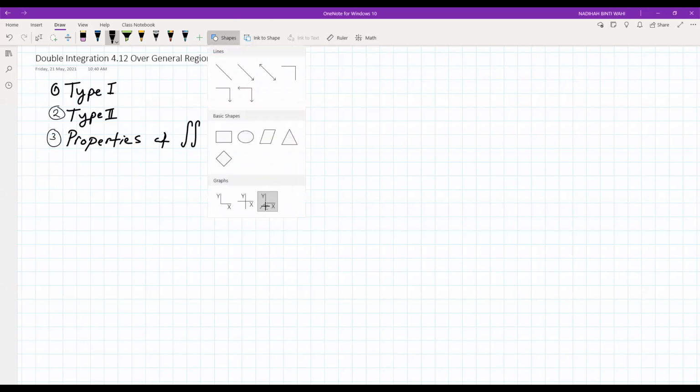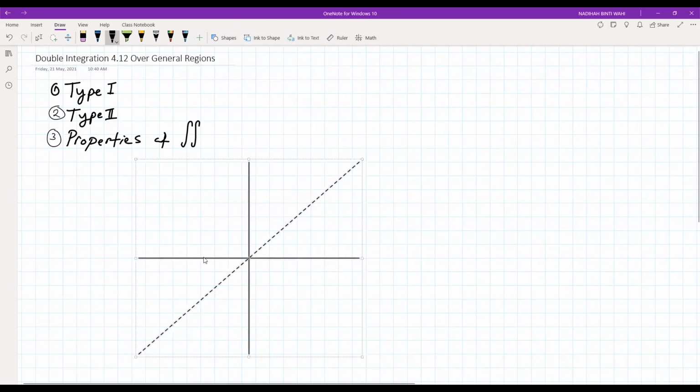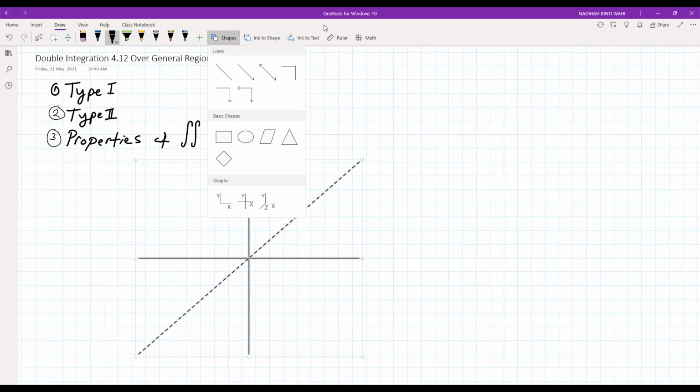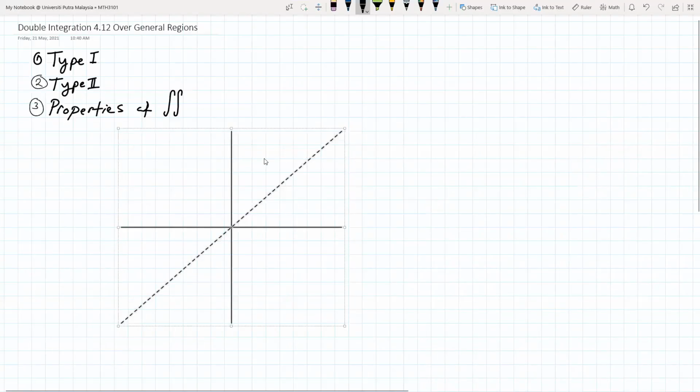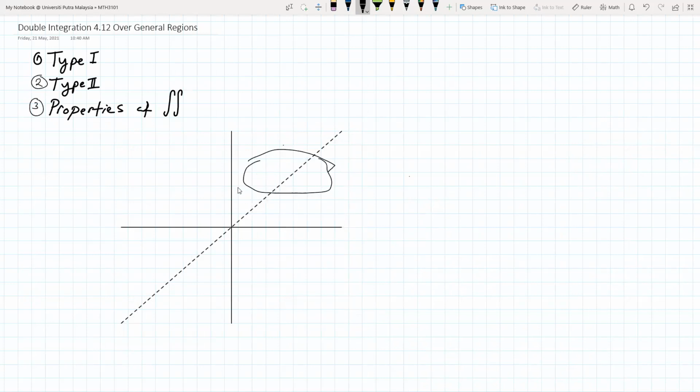Let's see what kind of region. If we have any surface on top here, any kind of shape, no matter what shape. And we project it onto, let's say this is the X axis, this is the Y axis, and this is the Z axis. If we project it onto the XY plane, it's no longer rectangular. It may be various kinds of shapes.